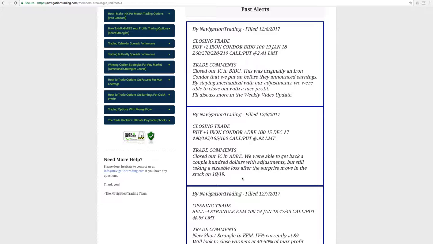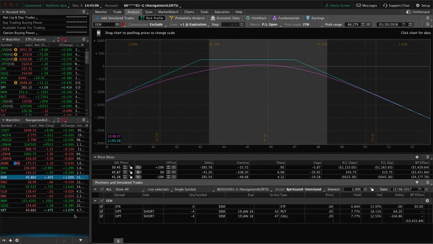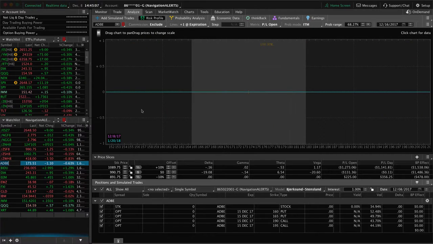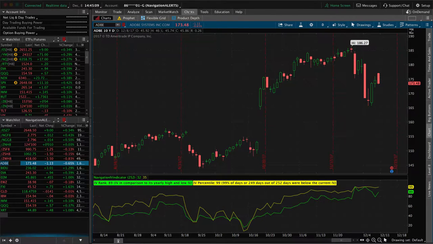So Adobe, I mentioned I was going to come back to this. If you were in the trade with Adobe, you remember the huge move that it had. We originally put this trade on right after earnings as a post-earnings iron condor. It was working very nicely in this nice little range. And then Adobe came out with a surprise announcement about some new technology, and the stock just skyrocketed. It had about a 2.5-3 standard deviation move, I think, at the time.